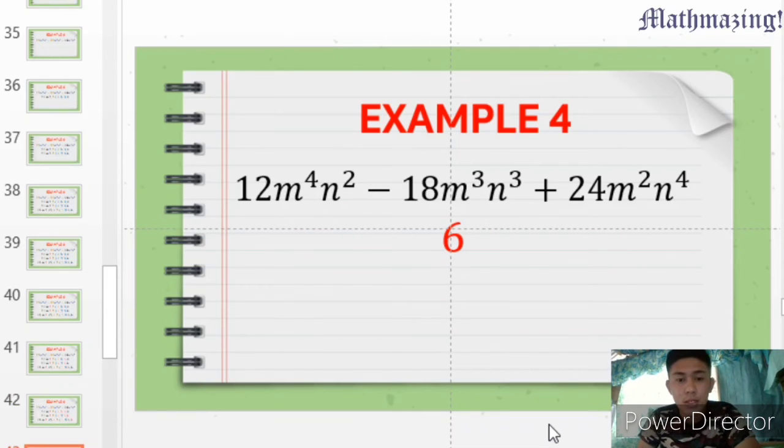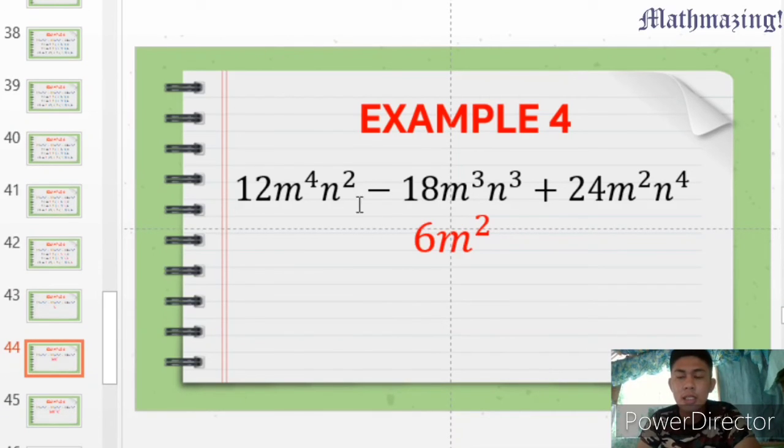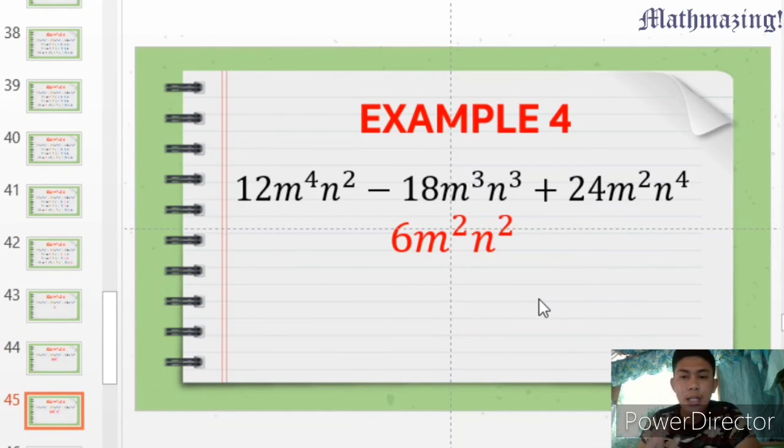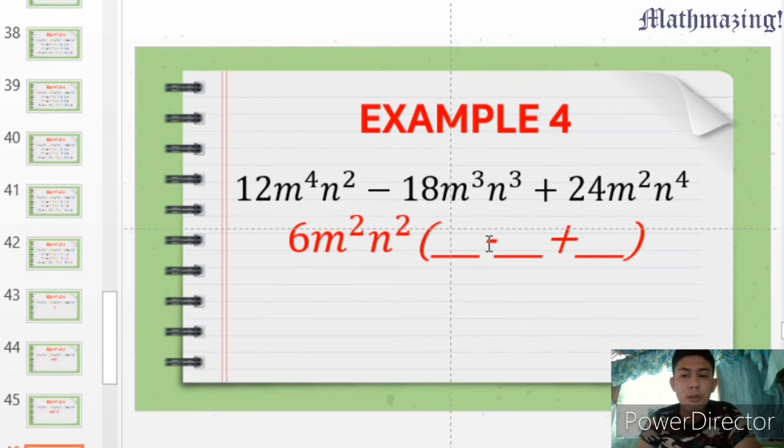Ngayon, yung variable naman natin, so m, ano yung may pinakamababang exponent sa m natin? We have m to the 4, m cubed, and m squared. Therefore, m squared yung pinakamababa, m squared yung ilalagay natin. Then sa n naman natin, yung may pinakamaliit na exponent is yung n squared. So n squared yung ilalagay natin. Then gagawa tayo ng parentheses na may tatlong blanks kasi tatlo yung terms natin. And then we have the signs negative, plus, kasi ito yung ginamit sa ating given.